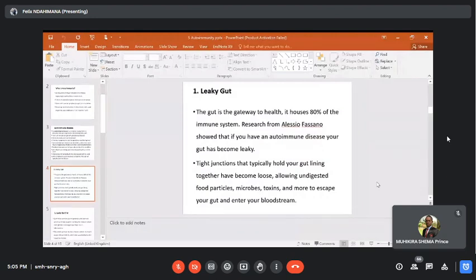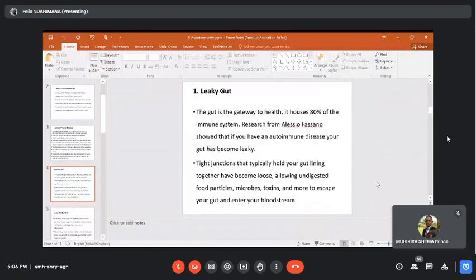And then there is research from Alessio Fasano showing that if you have an autoimmune disease, your gut has been weak. If you're having an autoimmune disease, you probably have a problem in the gut. So what they mean here is the tight junctions, you know, the histology of the digestive tract. Those tight junctions are meant to be tight, to protect and keep everything in the lumen of the digestive tract. They're supposed to be tight, as the name says, but in this case they are no longer tight, they are loose.